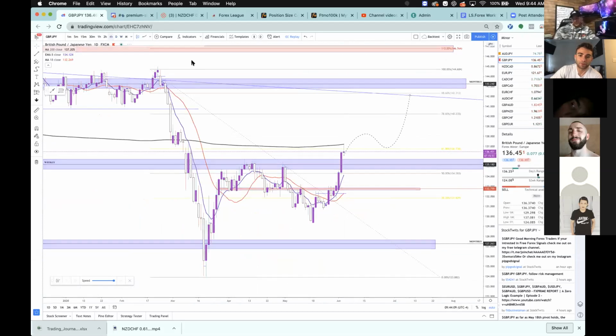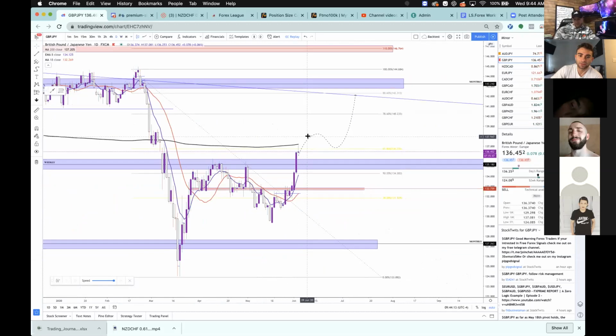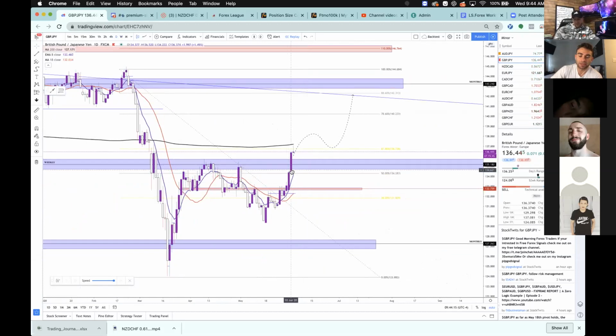If price continues higher as it's done, yesterday we talked about this being the potential opportunity. Price hiked up. Now we need a retest. We need a pullback, retest. Then we'll look to long on this.